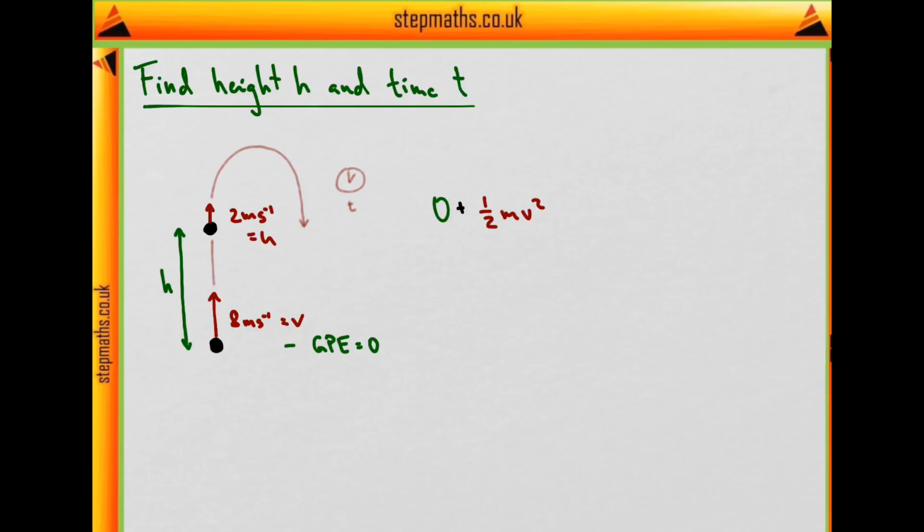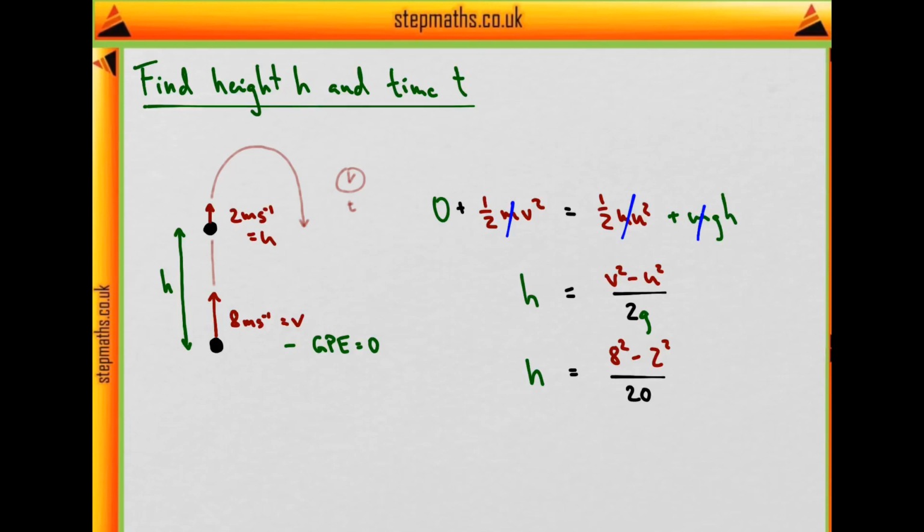And by conservation of energy, this now has to equal half mu squared, the kinetic energy at that new height, plus mgh. And as the masses cancel, we can isolate h and get v squared minus u squared divided by 2g. And with the numbers, it's 8 squared, 64, minus 4, 60, divided by 20, is 3 meters.